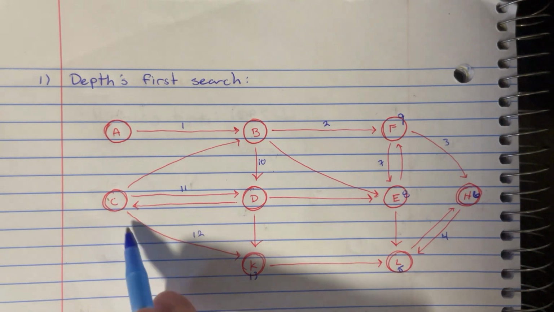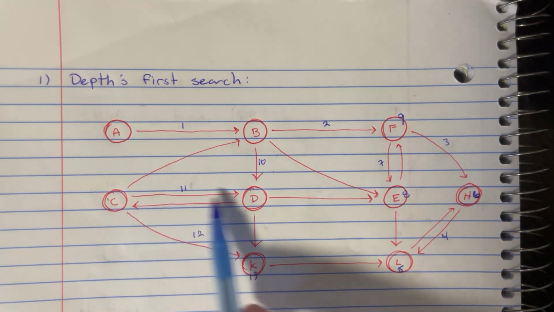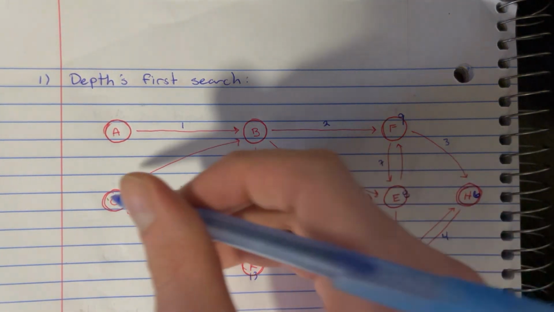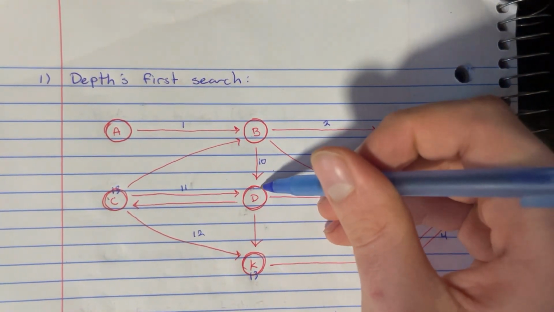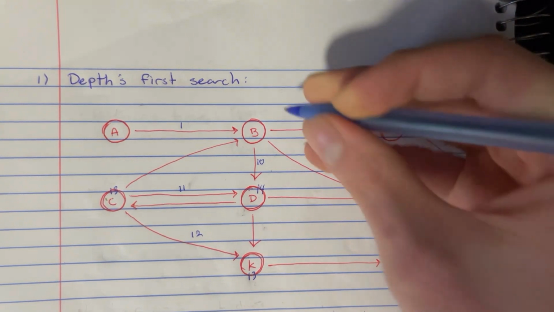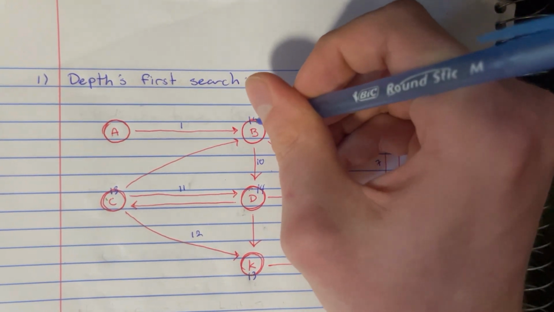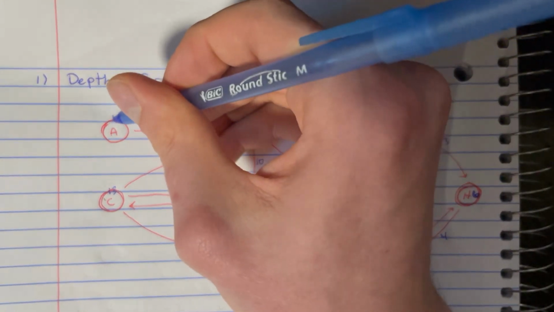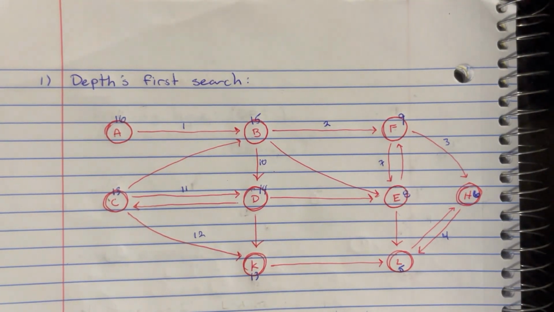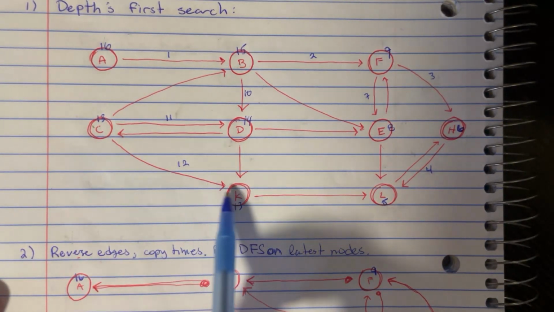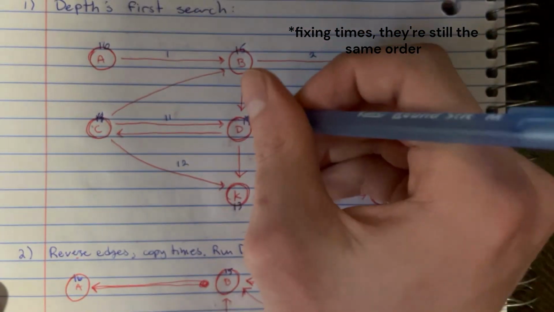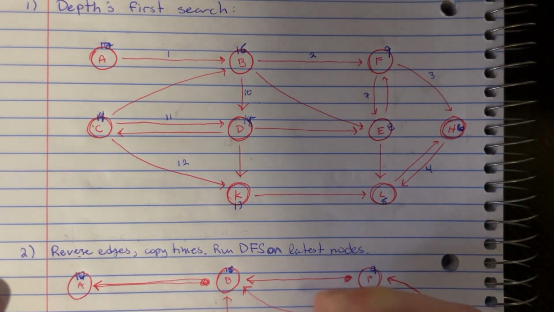C has nowhere else to go. B has already traversed D and all this stuff, so it is going to finish at 13. D will finish at 14. E will finish at 15. And A will finish at 16. Okay, now our next step. Okay, well, I kind of messed up here. Can I say this is 14? This is 15, 16, 16, 15.